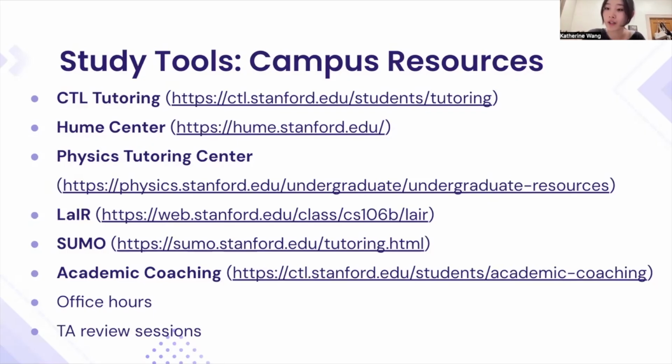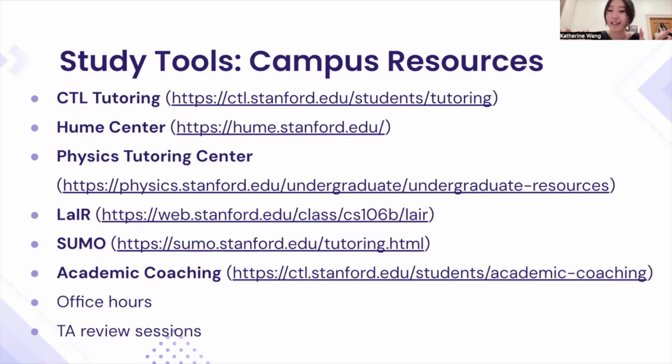The Physics Tutoring Center is also somewhere where you can get physics help. Lair is for computer science. So Lair has office hours for a lot of the computer science subjects. Sumo is for math. You can go there for tutoring as well. And then if you're really struggling with a particular topic, you can also schedule an independent academic coaching session where they'll help you review what you got wrong and help you develop better study methods.